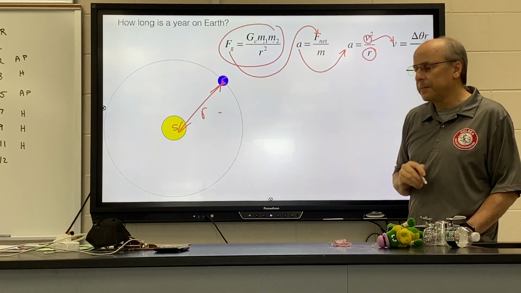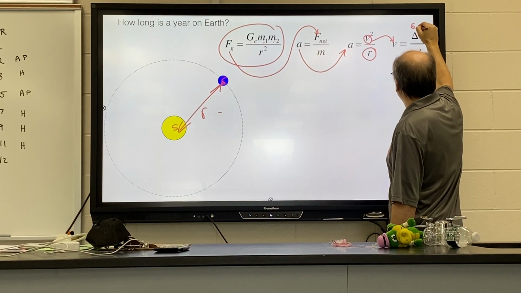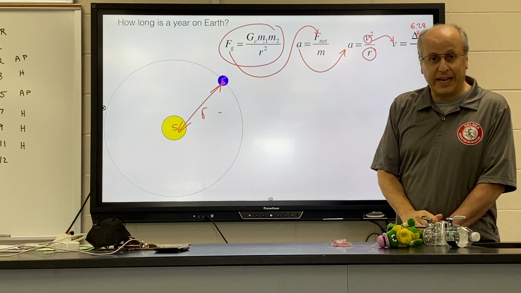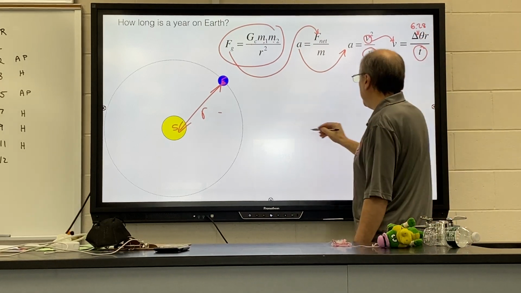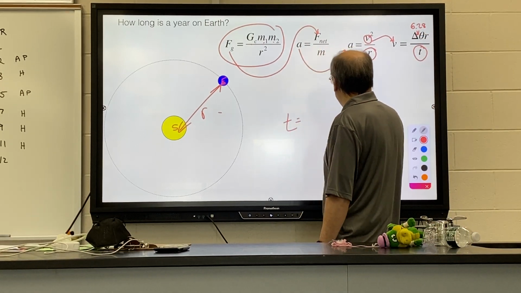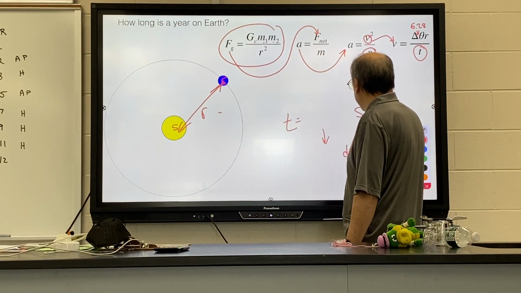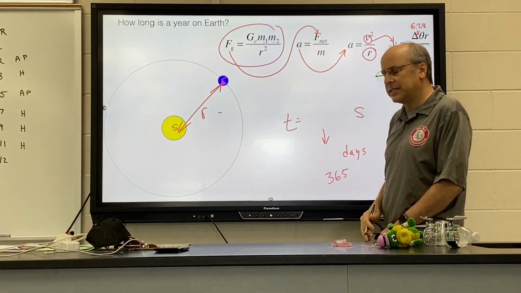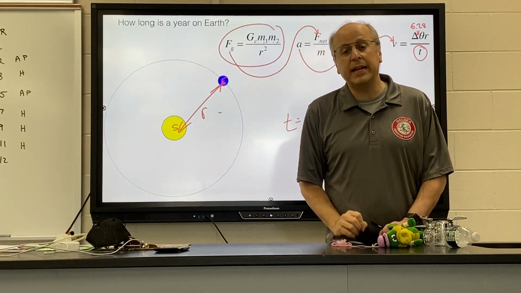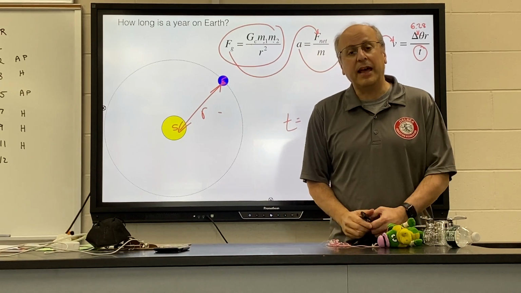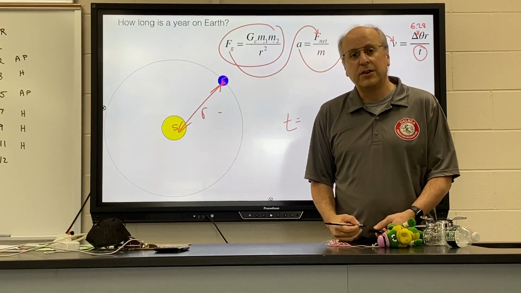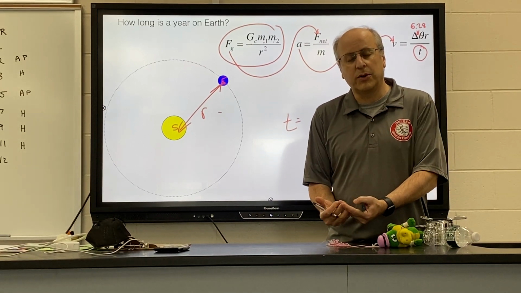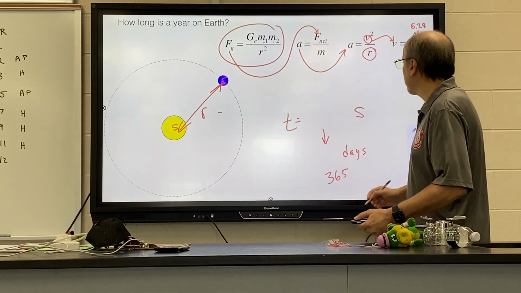Plug that in here. We're going to do one trip around the Sun, so use 6.28 as your change in theta, and solve for time. When you get your time, it's going to come out in seconds. Turn it into days and see how close you come to 365 days. Hopefully you get an answer that's pretty close to that, and that will show you that these formulas actually do predict the motion of an object that is in orbit around another object.